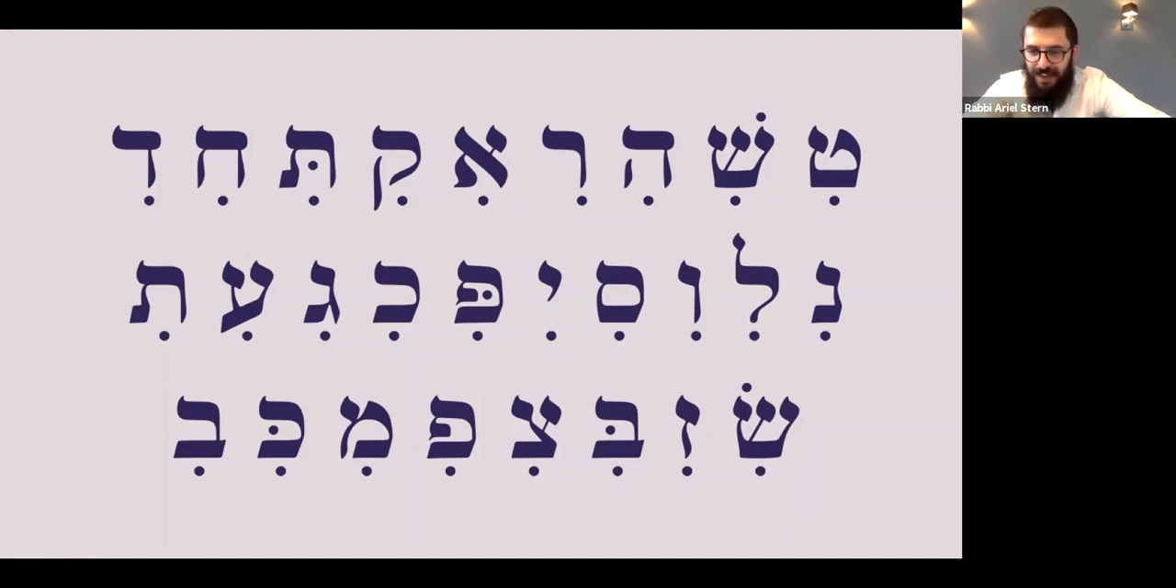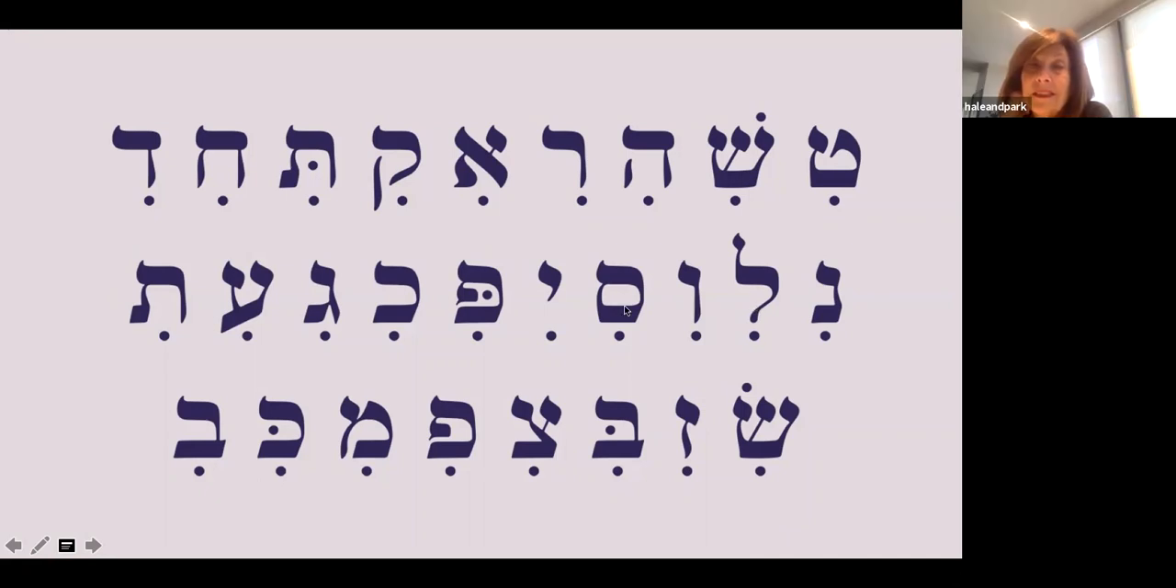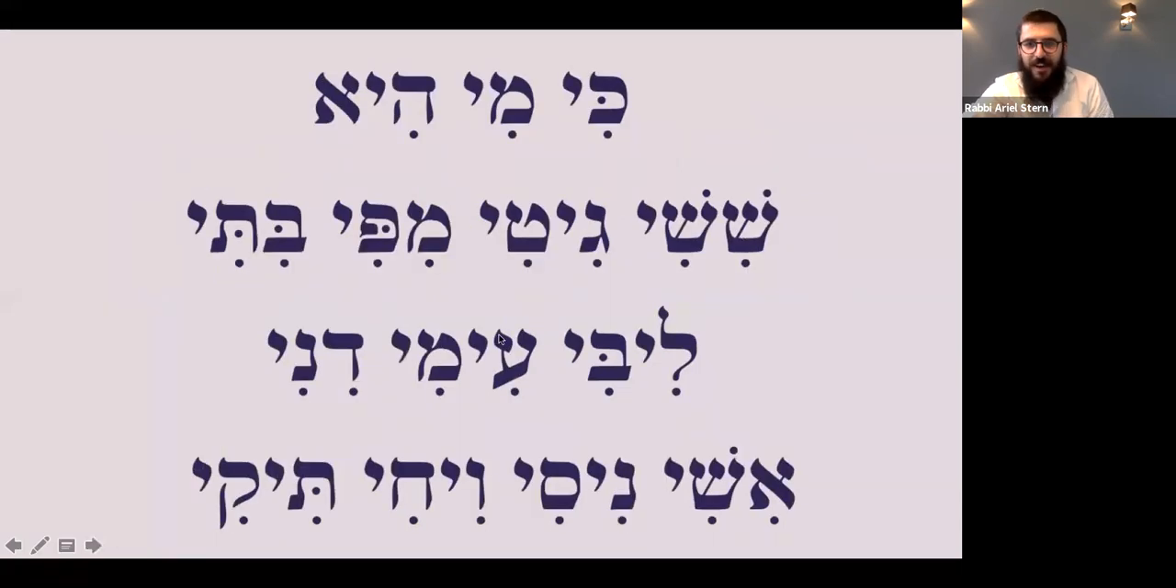Okay, second line. Ni, li, vi, si, yi, pi, chi, gi, e, ti. Okay, third line. She, zi, bi, si, fi, mi, ki, vi. Beautiful. Let's move on.